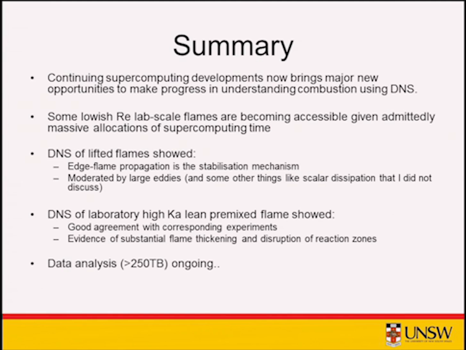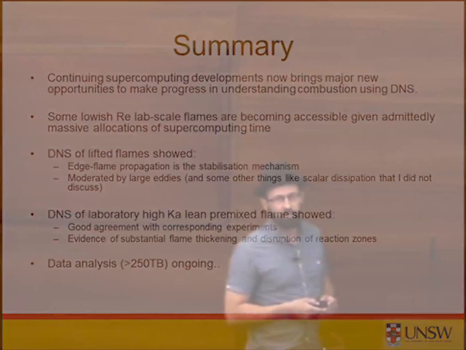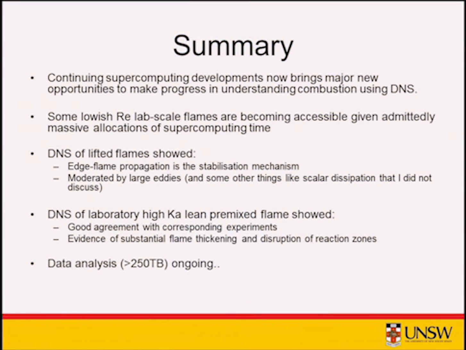With the high Karlovitz number lean premixed flame, we show good agreement with the experiments as far as we've measured so far, and we also show evidence of substantial flame thickening and disruption of both preheat and reaction zones. And we've got a whole heap of data here. If anyone has ideas of what we should do to analyse it, that'd be welcome.